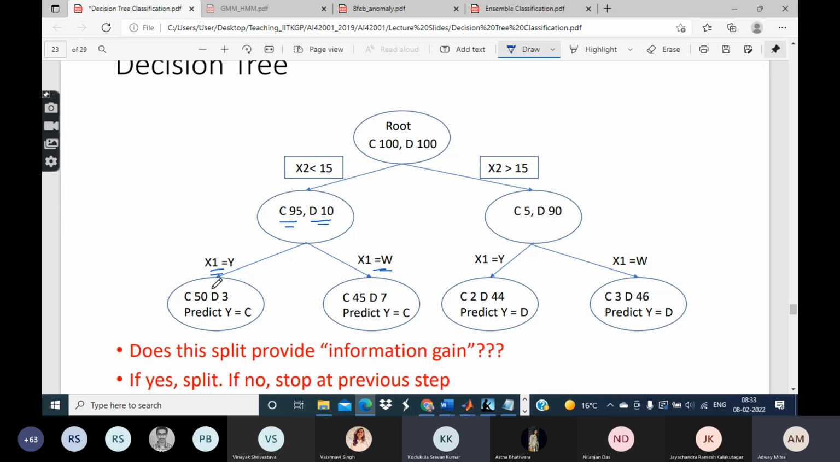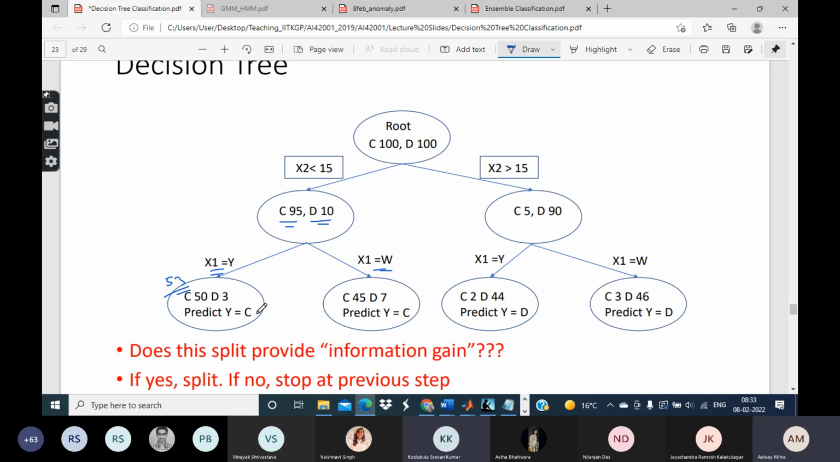Now I am adding one more criterion. So these examples weigh less than 15 kg and have yellow color. These examples weigh less than 15 kg and have white color. Now if you see here, for those examples which weigh less than 15 kg and are yellow, there seem to be 53 such examples, 50 of which are cats, only 3 are dogs.